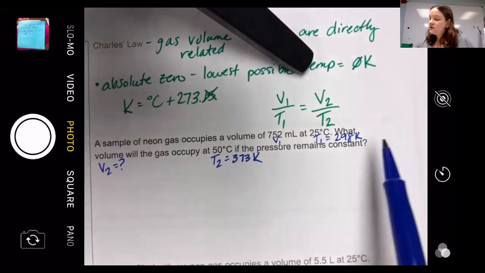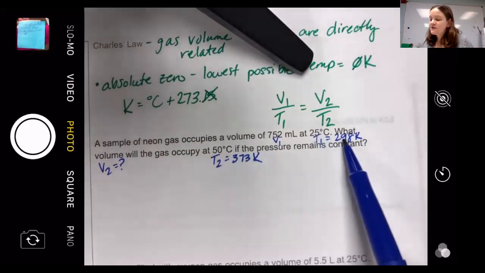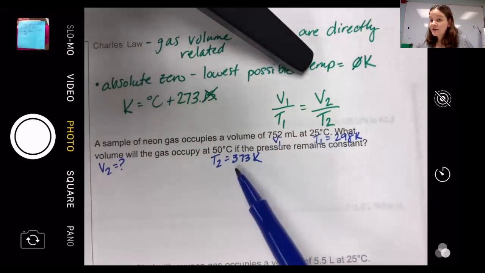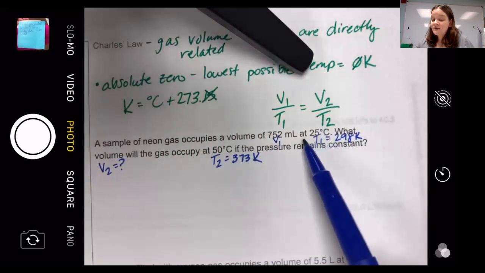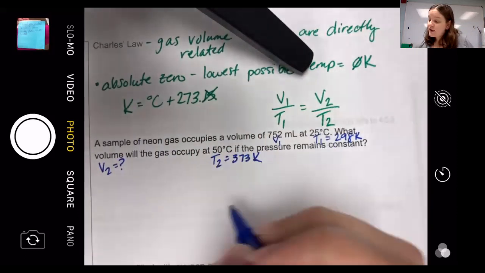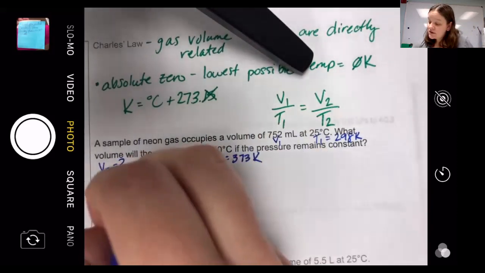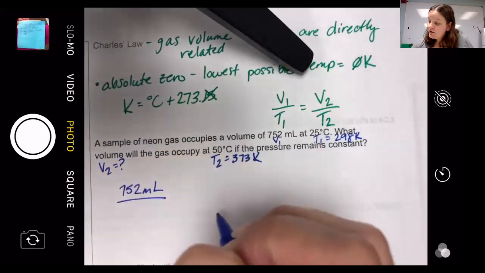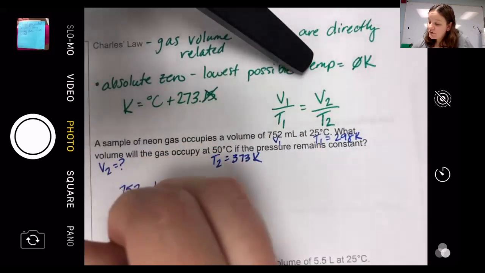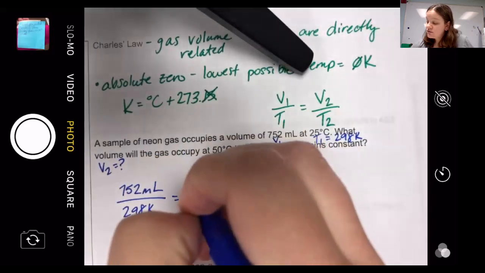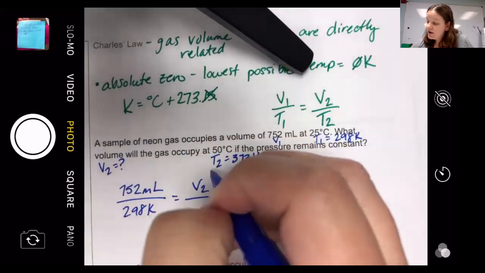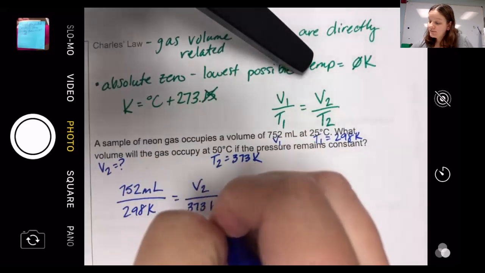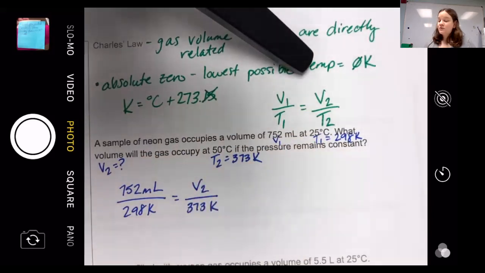So we've doubled the Celsius temperature, but notice that that does not double your Kelvin temperature. And that's why we have to do this calculation in kelvins. You cannot do it in Celsius. You have to make that conversion. So we have V1 of 752 over T1, 298 Kelvin, is equal to V2, which we're going to find, over 373 Kelvin. I'm just plugging my numbers in. So I can cross multiply and divide.